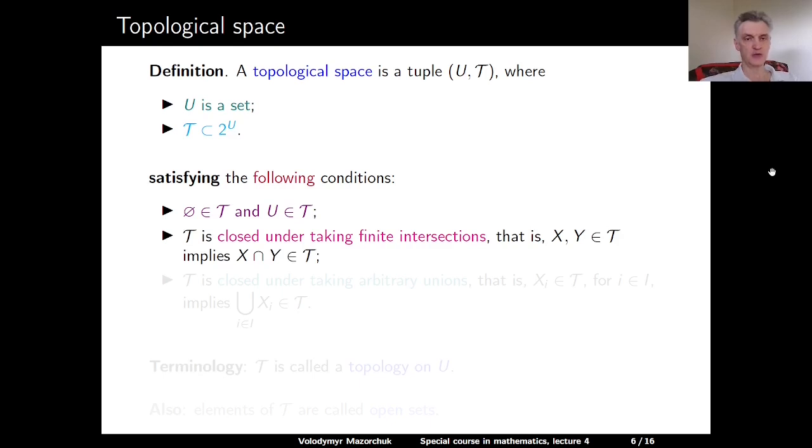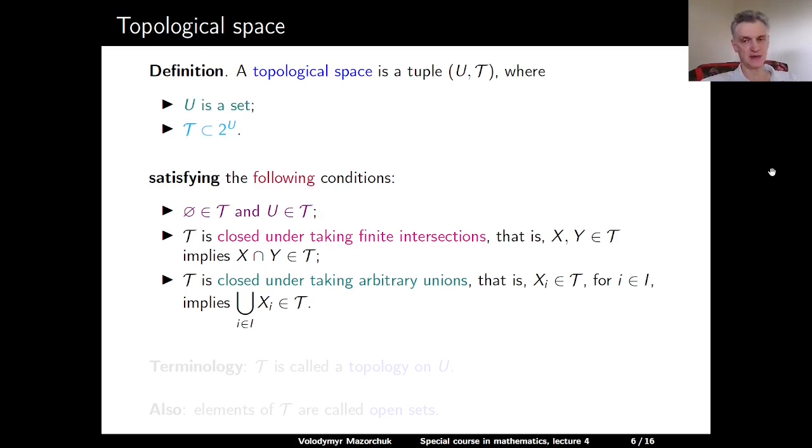Next, T should be closed under taking finite intersections. That is, if we have two elements X and Y in T, then their intersection, X intersection Y, should belong to T. And finally, T should be closed under taking arbitrary unions. That is, if we have a collection of elements X_i in T, indexed by some set I, then the union of all X_i's should belong to T. In terminology, this T is called a topology on U, and elements of T are usually called open sets.